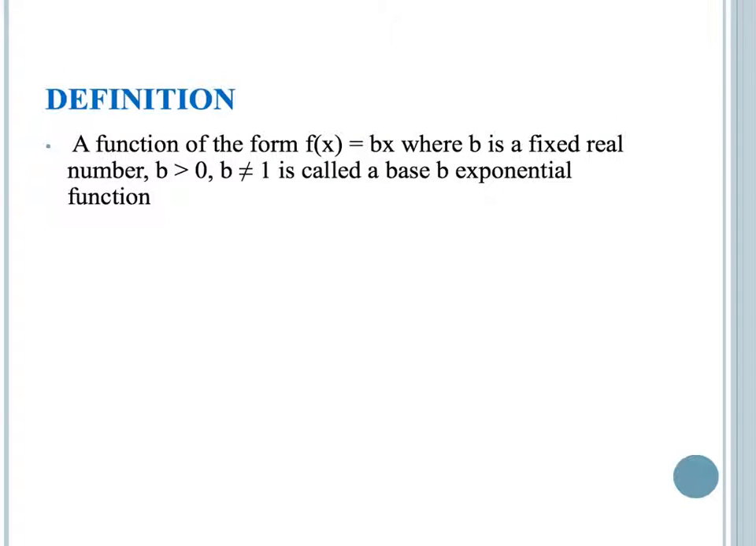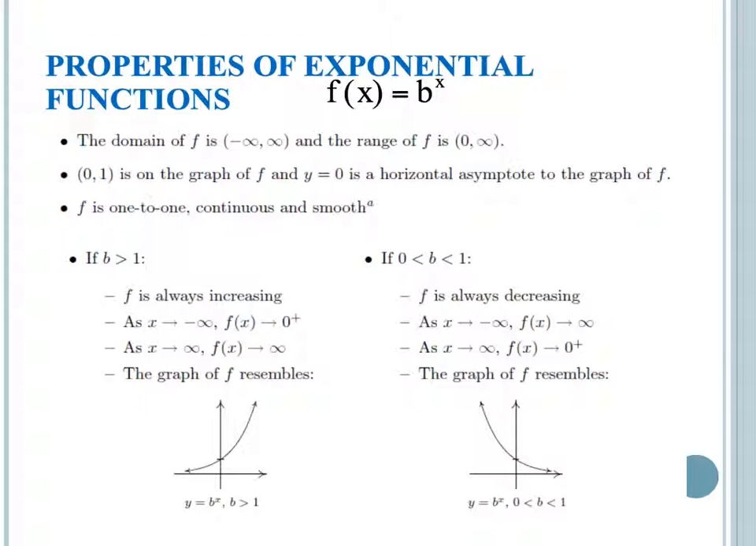So if we have our function, some constant raised to the x, as long as b is positive, we have something called an exponential function. That's our definition. In this slide, we have a whole bunch of facts about our exponential functions. Our domain is all real numbers. Our range goes from 0 to infinity. We never actually start at 0, and we just keep going and going forever.